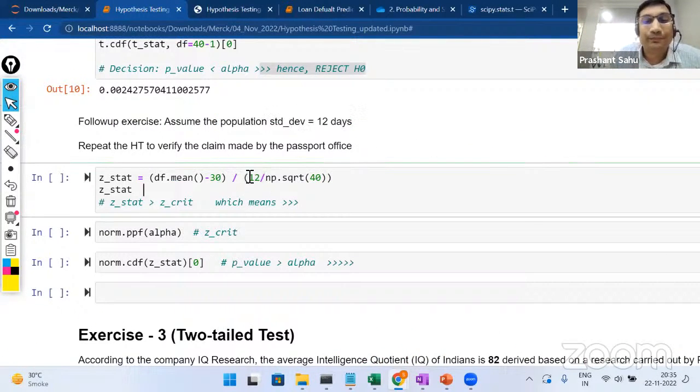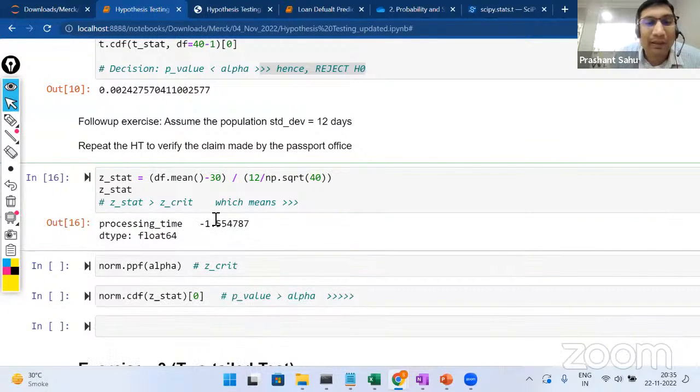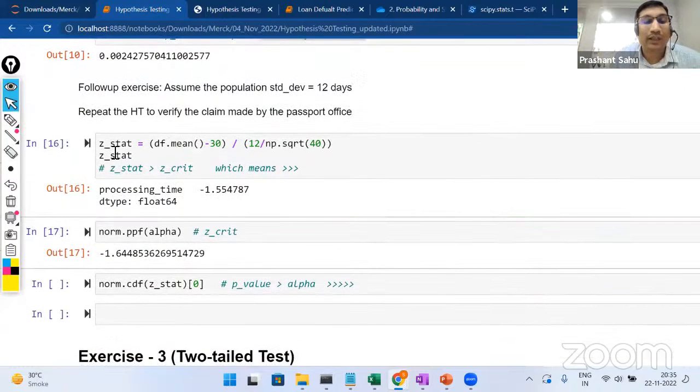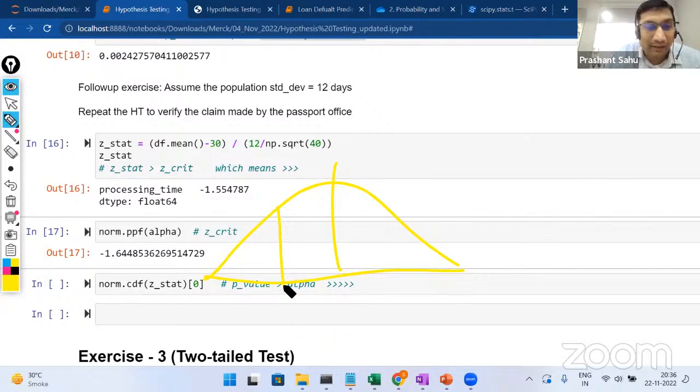So once I calculate this number, I get minus 1.55. Let me calculate the critical value for a Z test. So Z test critical value is negative 1.644. And what do you observe this time? If I again go with that plot, this time my critical value is at 1.644. And that is your acceptance zone. Right side is again your acceptance zone.